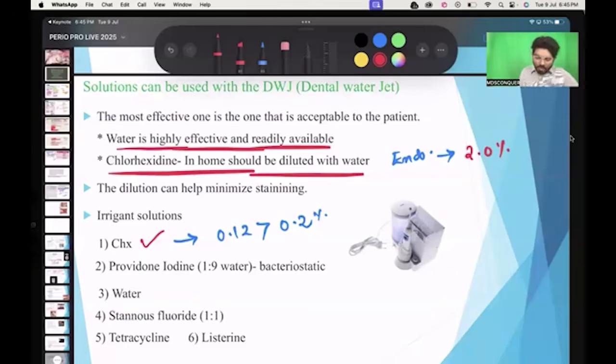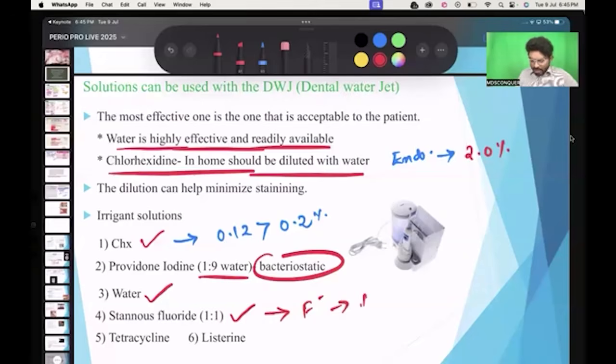Similarly, you can use povidone iodine with a ratio of 1:9 because this is going to be bacteriostatic. You can use water. You can use stannous fluoride, 1:1. Where do you use stannous fluoride? Stannous fluoride is fluoride, right? So it helps in decreasing dental caries, and it helps in decreasing hypersensitivity. Dentinal hypersensitivity is going to decrease. You can use tetracycline. You can use Listerine also.